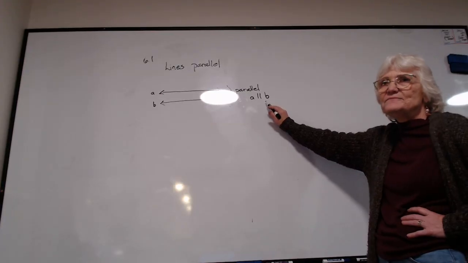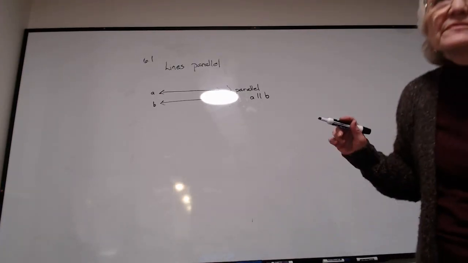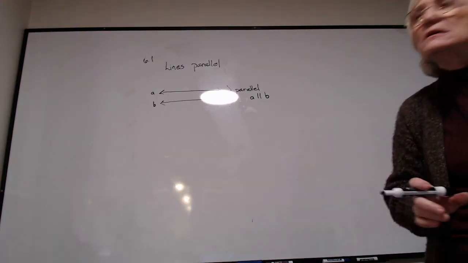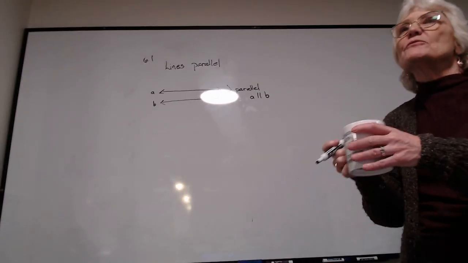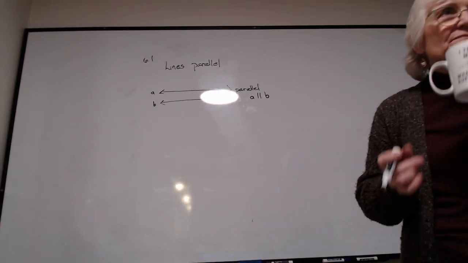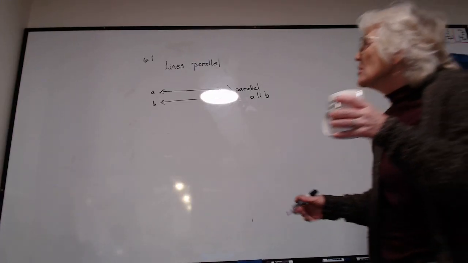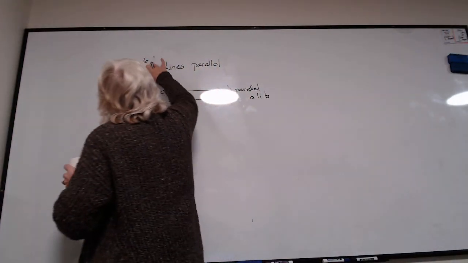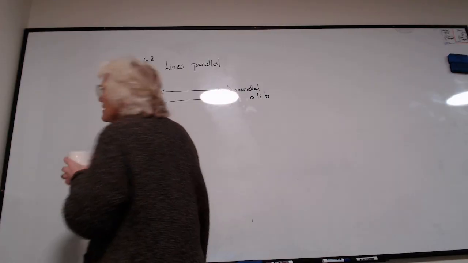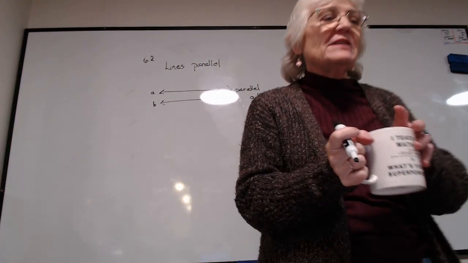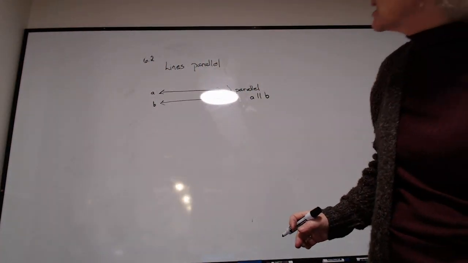Are they transversal if the line is in between them? No, it has to go all the way through. Is this 6.1 or 6.2? This is 6.2. Sorry, I didn't change that. When we get to the line parallel up there, it was 6.2.